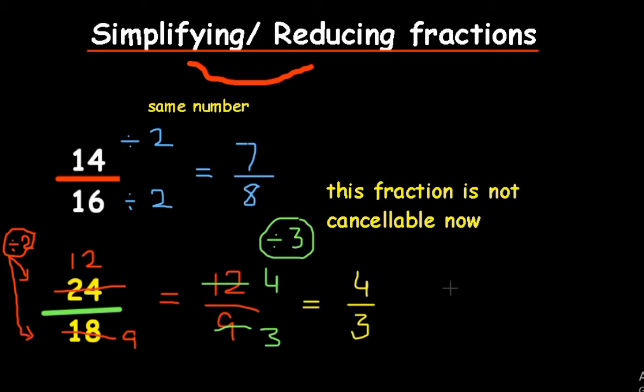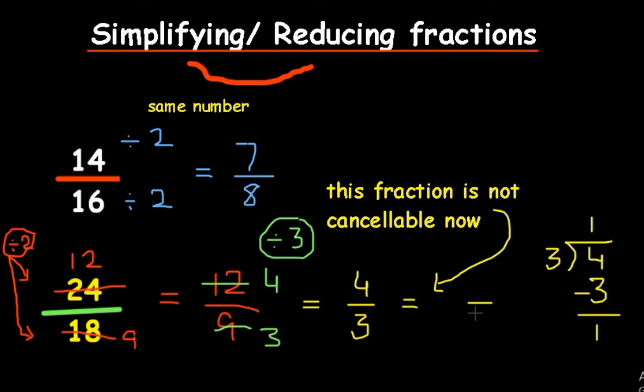Again, this is an improper fraction, and this fraction is not cancelable now. So in case it is an improper fraction, you can convert it into a mixed fraction by dividing the numbers. 3 one time is 3 and 4 minus 3 is 1. The denominator will remain as the denominator. So the answer is 1 whole and 1/3.